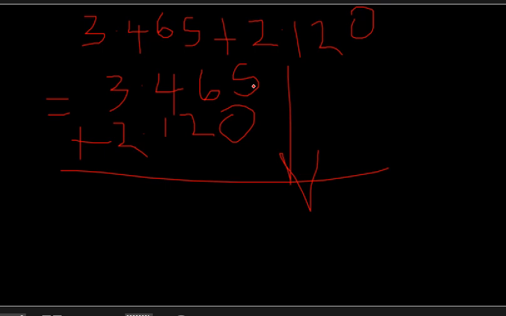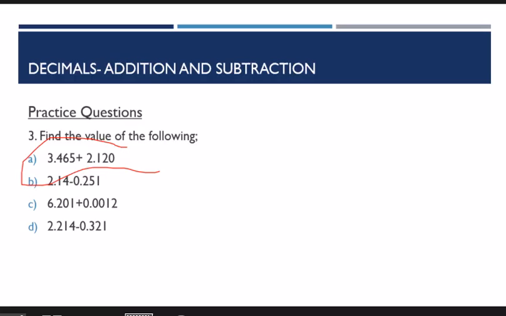Next question, we've got 2.14 minus 0.251. Now you have to be careful when you are arranging these numbers in order. They have to be in such a way that the decimal points are in a straight line.